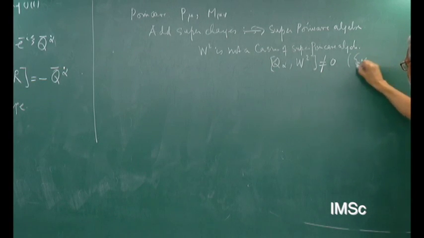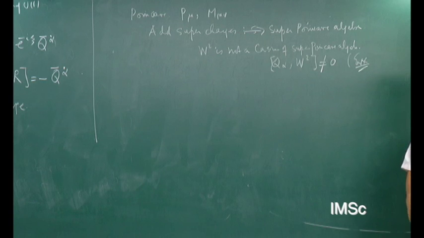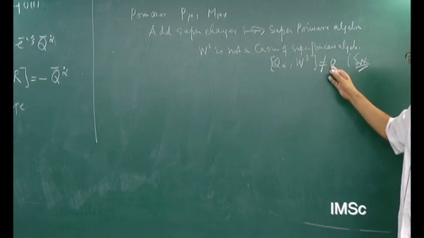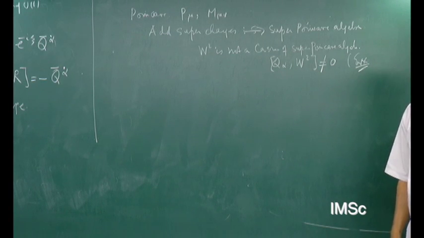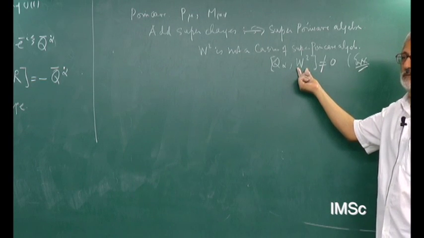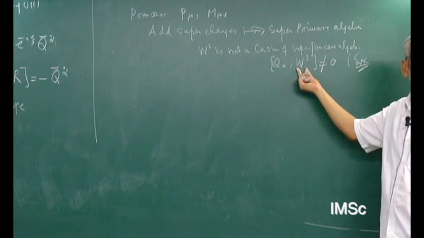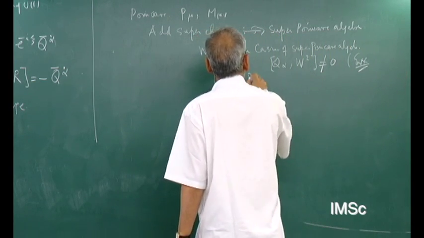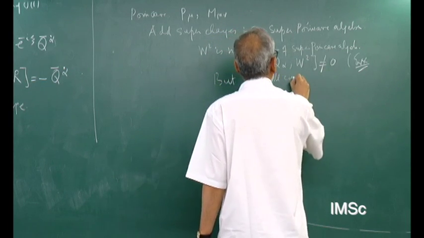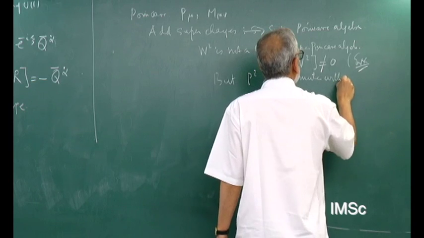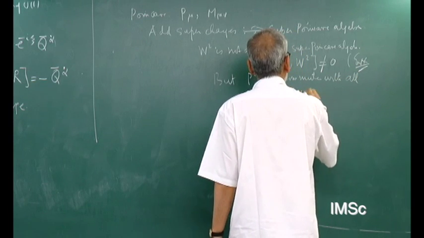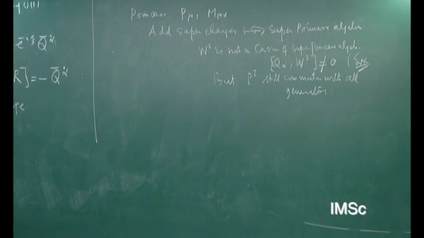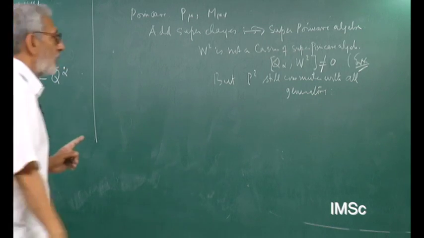Exercise. We are given the algebra of how W is defined in terms of P mu's and M mu nu's. Use that algebra to show that this is not zero. So therefore, you cannot use W square to list the representations of super Poincare. But P square still commutes with all generators. So P square is still a Casimir of the super Poincare.